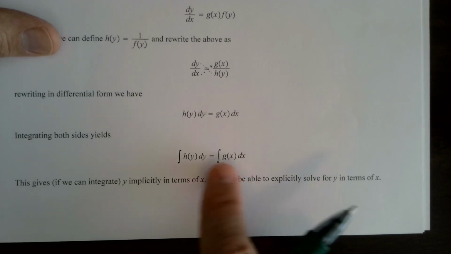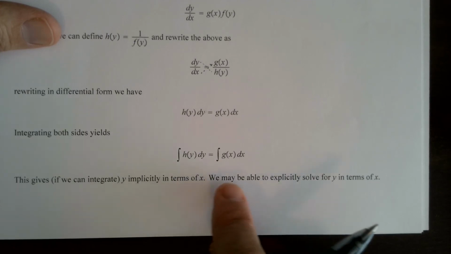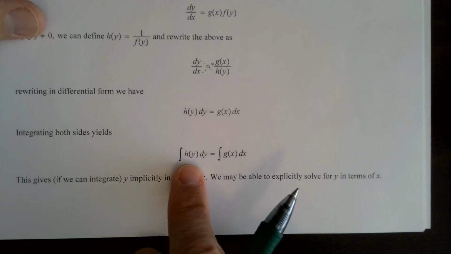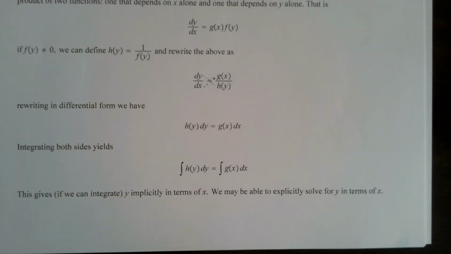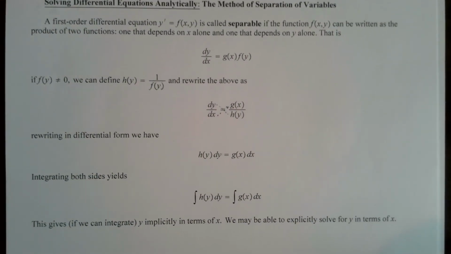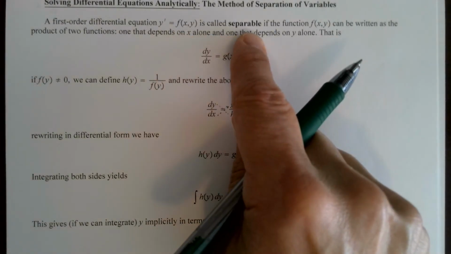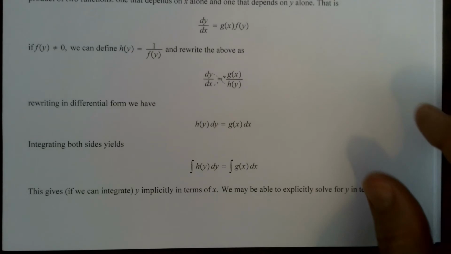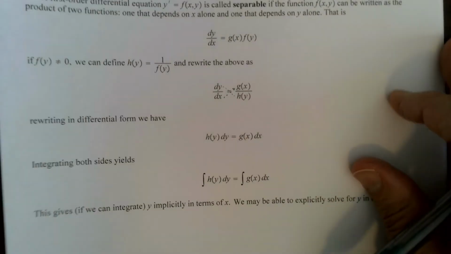As long as we're able to integrate here, then we can get y at least implicitly in terms of x. We may be able to solve explicitly for y in terms of x, and if we can, we should do that. Of course, the question is, what if we encounter a function h of y or g of x that we can't integrate? Well, then this method doesn't help us. So not only does the function in this differential equation have to be separable, but the resulting integrals have to be ones that we can do. This is where what we've learned so far comes into play, applying that integration technique.